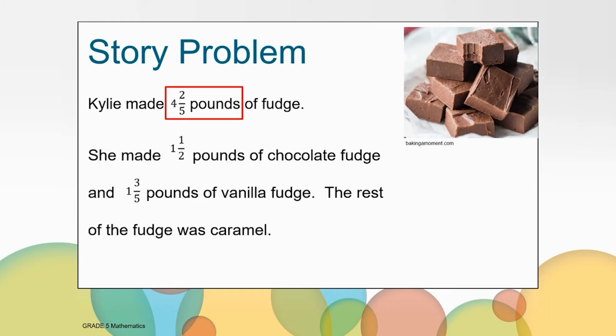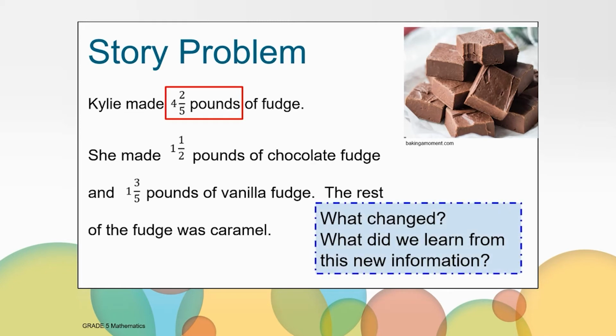Kylie made 4 2/5 pounds of fudge. She made 1 1/2 pounds of chocolate fudge and 1 3/5 pounds of vanilla fudge. The rest of the fudge was caramel. What changed in the problem? And what did we learn from this new information?